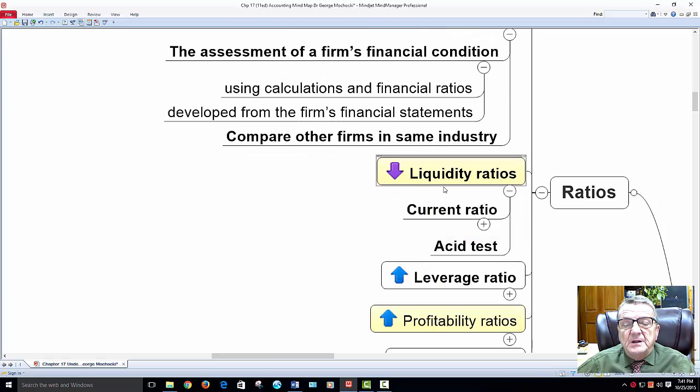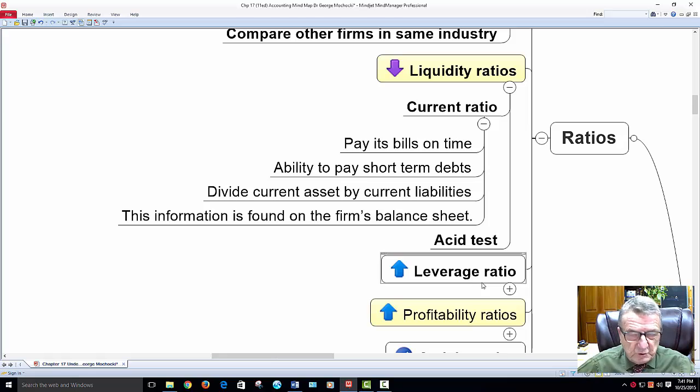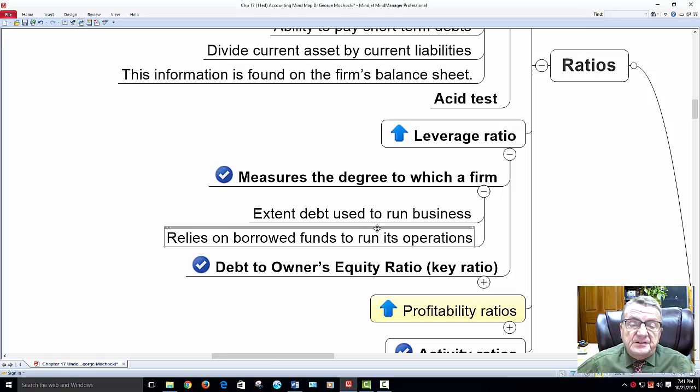Okay, liquidity ratios. Liquidity ratios, or current ratios, or pay bills on time, ability to pay short-term debts, divide current assets by current liabilities. This information is found on the firm's balance sheet. Okay, and that's a real shorter version of the current ratio, how much you have on hand. Leverage ratio measures the degree to which a firm extended debt used to run the business, how much it relies on borrowed funds to run its operations.